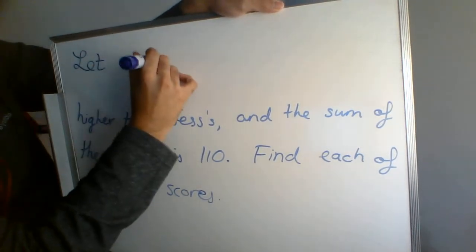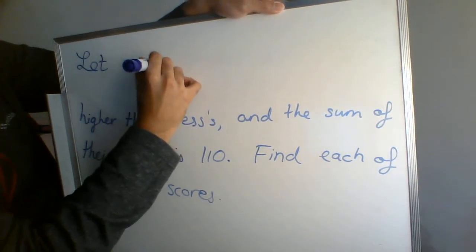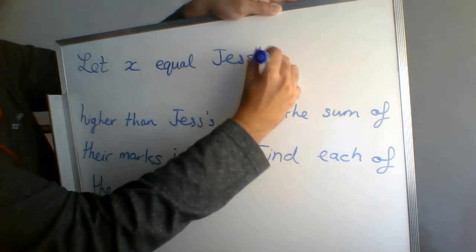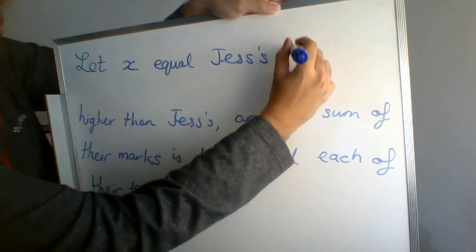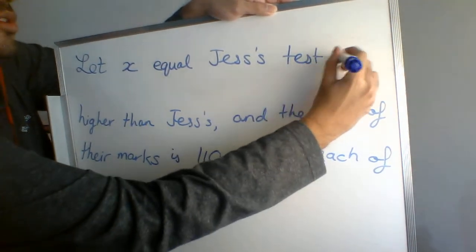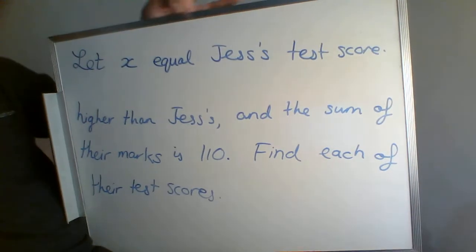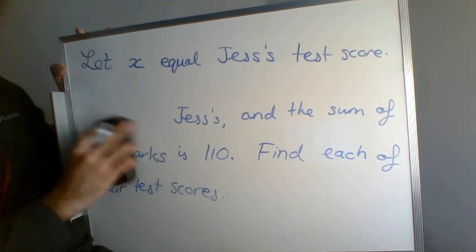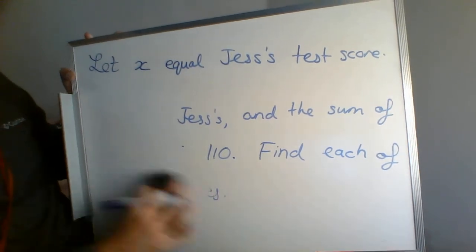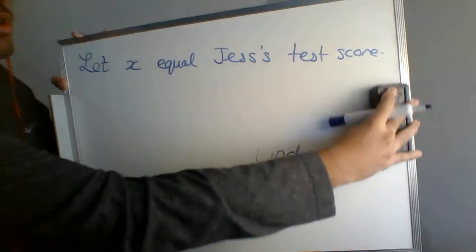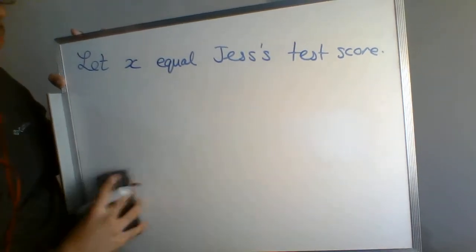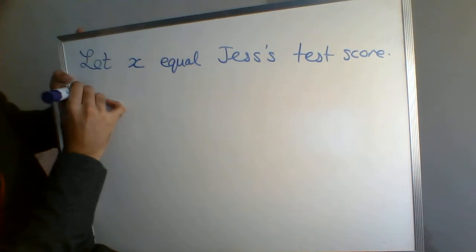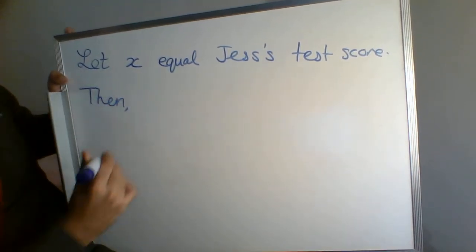So let x represent Jess's test score. So let x equal Jess's test score. So now we know if we solve for x, we're going to ultimately get Jess's test score out of this, which is great. The problem does want us to solve for Jess's test score, but we also want to find John's. So I'm going to put a then statement just below this.